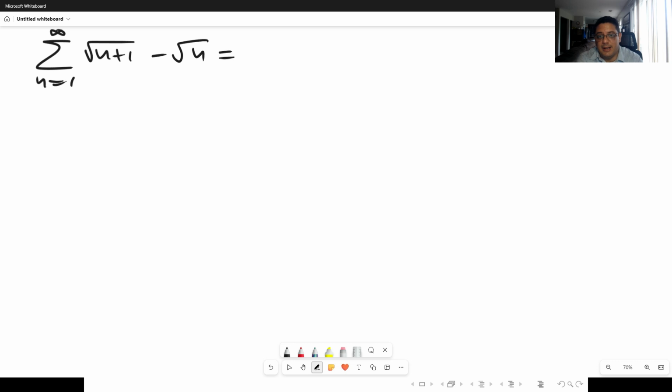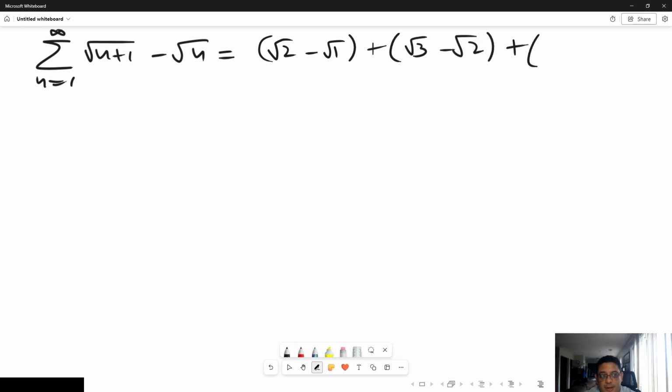So notice this is the square root of 2 minus the square root of 1, plus, when n equals 2, the square root of 3 minus the square root of 2, plus the square root of 4 minus the square root of 3. So you can kind of see what's going to be left. This cancels, this cancels, and so on and so forth.